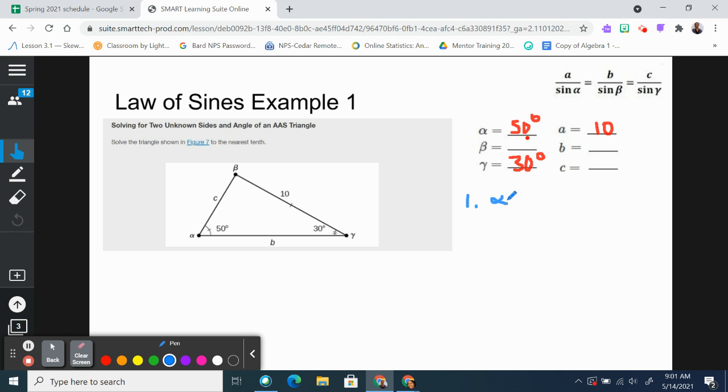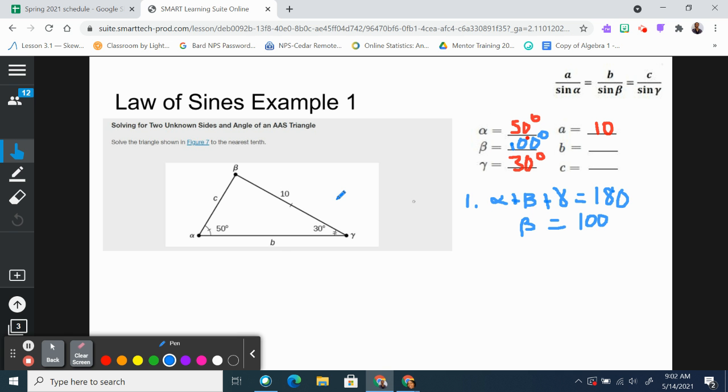I know alpha plus beta plus gamma is equal to 180. So we have beta. If you substitute, beta must be equal to 100 because we already have 80, right? So I'm going to go up here and I'm going to write my 100. So 100 degrees.